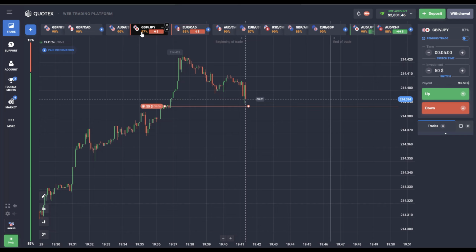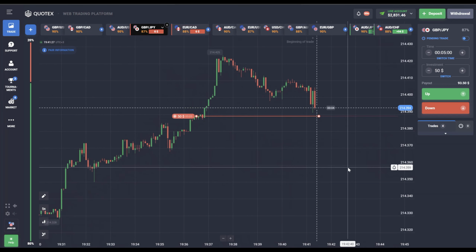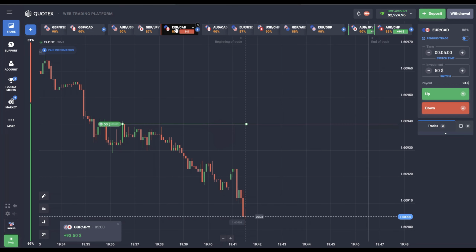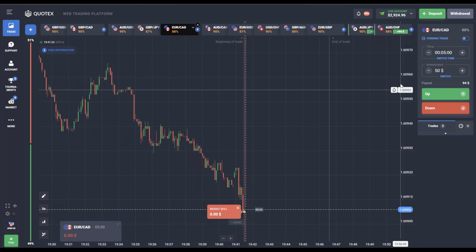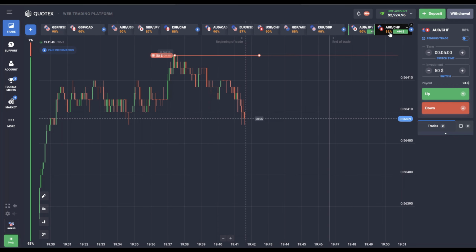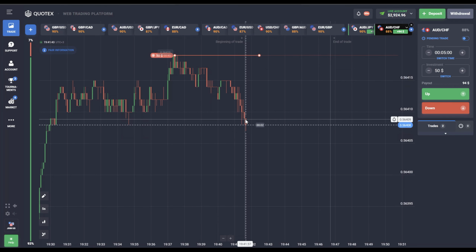British pound yen, 5 seconds, price is very close to the entry point, but the question is, will it be green? Yes, it's actually green, though I really thought it would be red. For the Euro Canadian, both forecasts were losses. Aussie yen is looking fine for the time being, and then we have the Aussie Swiss franc. The price has actually dropped.